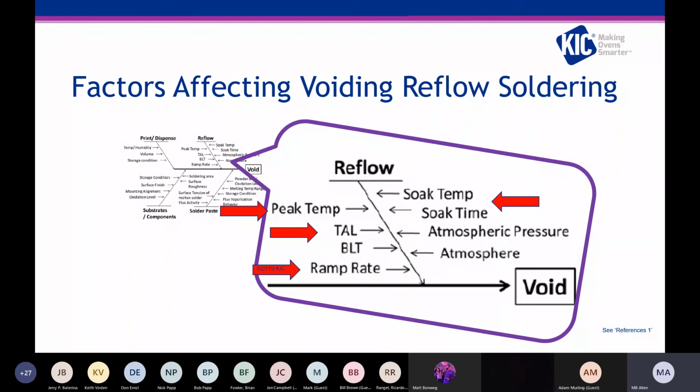Believe it or not, those arrows relate to each of the areas of your profile that could contribute to the problem of voiding. So it isn't just one portion of the profile that you're going to look at when you're trying to find a solution. It could be the soak, both temperature and time over liquidus, your ramp rate, and your peak temperature. You heard a little bit about higher peak temperatures. We're going to talk about that as well.